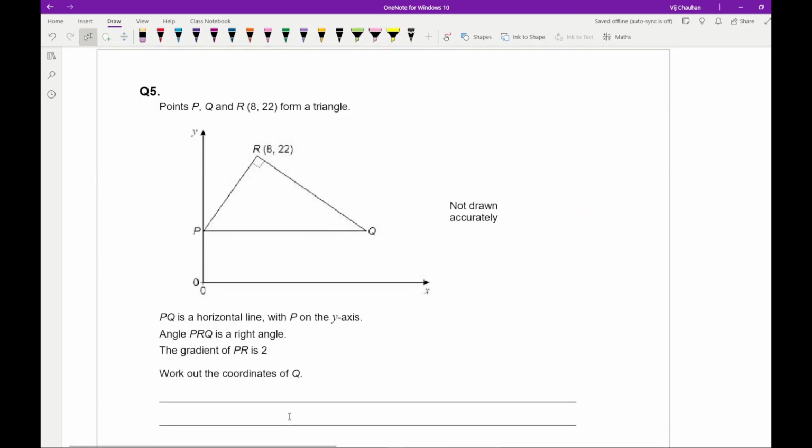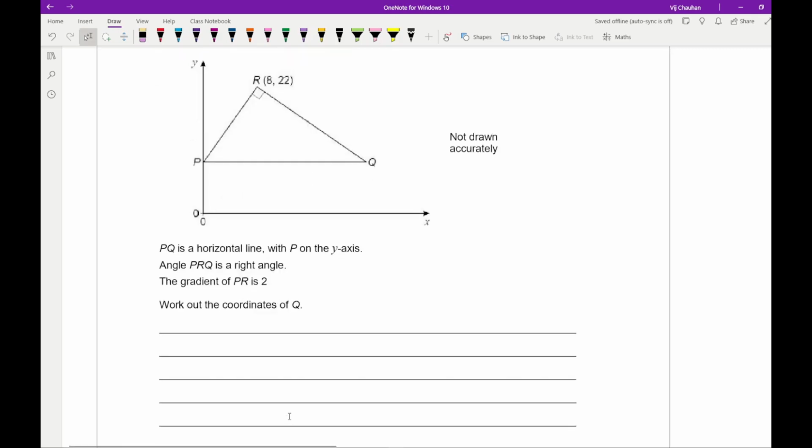Moving on to question 5, it says points P, Q and R, where R is (8, 22), form a triangle. PQ is a horizontal line with P on the y-axis. Angle PRQ is a right angle, where the gradient of PR is 2, and the question is asking us to find the coordinates of Q. Now for this, there's a couple of things we need to do first. The first thing I'm going to do is find the equation of PR. Now it tells us that the gradient of PR is 2. So here we've got m equals 2.